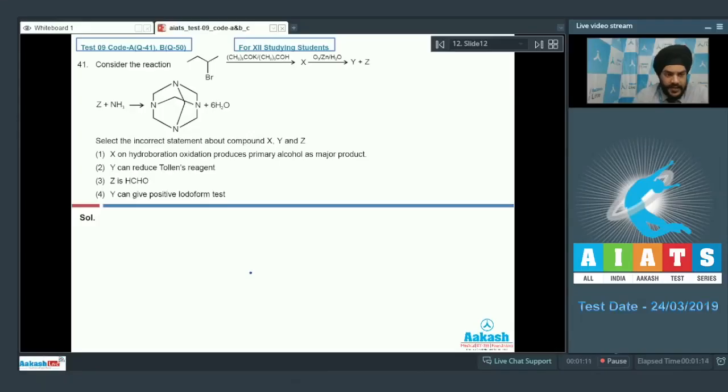Let us look at question number 41, students. Consider the reaction. We've been given a reaction sequence and the examiner seems to be interested in the incorrect statement about the compounds X, Y and Z which are formed. So let's try and figure out these compounds.